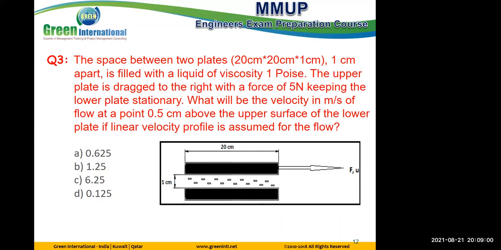Okay, let's start the problem. Here's a plate, 20 centimeter by 20 centimeter by 1 centimeter, and it's filled with a liquid of viscosity 1 poise. This liquid here is 1 poise. What is this 1 poise? This is mu.